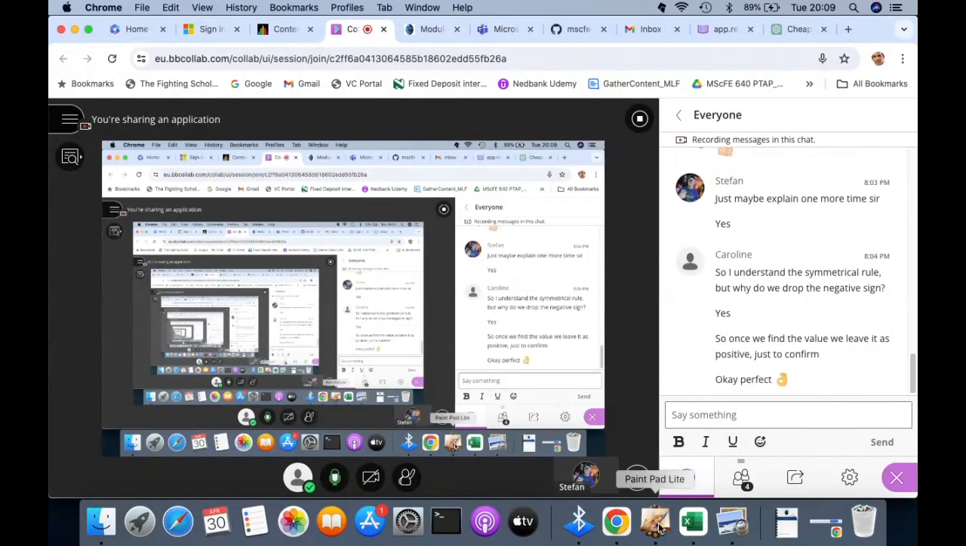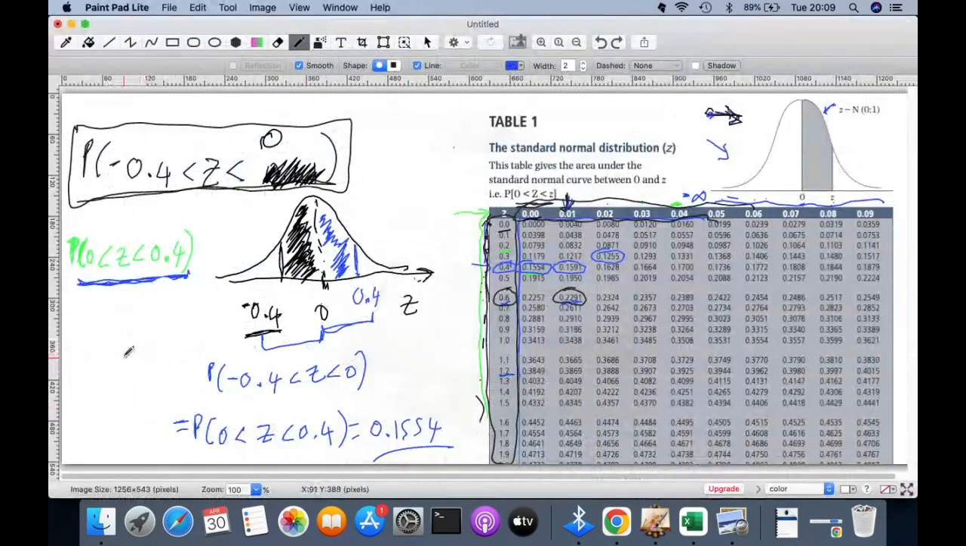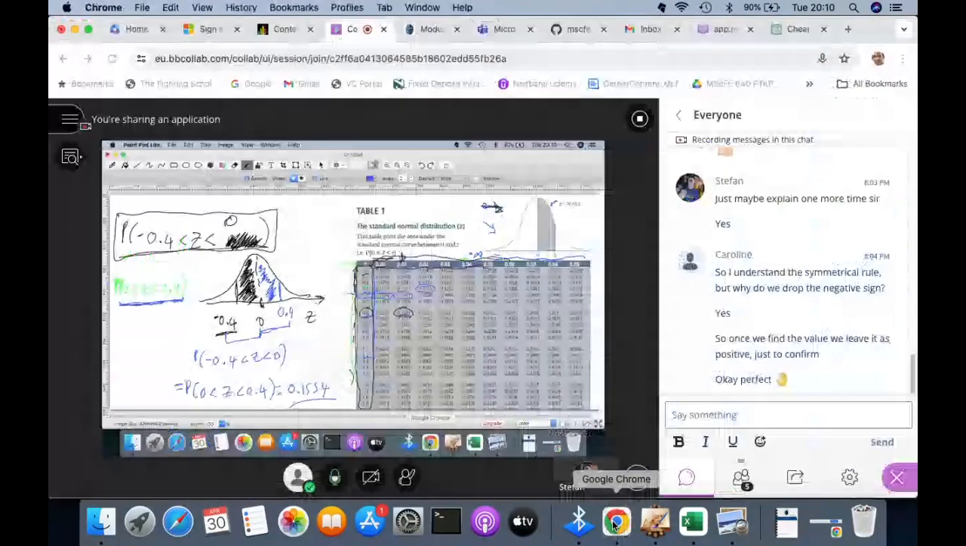All right, okay. Fantastic. Because the area is the probability, and that's all you were asked for. You were asked to work with the probability that z is between negative 0.4 and 0. I'm just going to ask one more time, is everyone okay with this? Because now I'll show you how to apply it to a real world problem before I move on. All good? Let's get a thumbs up.